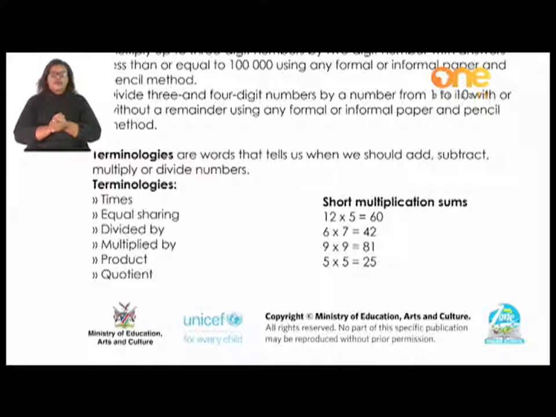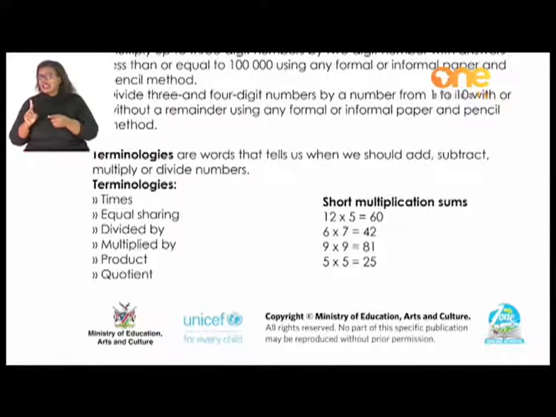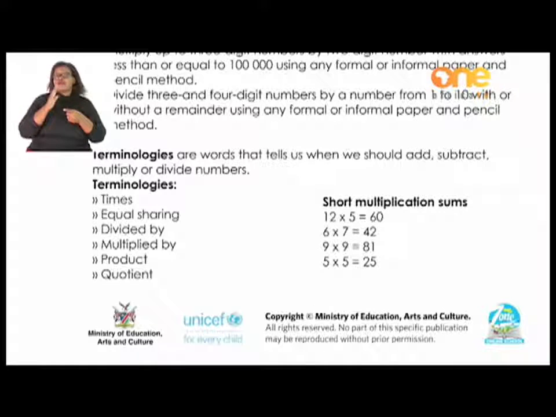Okay, we have some short multiplication sums here. For example, 12 times 5, what is our answer? 60. 6 times 7, what is the answer? 42. 9 times 9, what is our answer? 81. And 5 times 5 is equal to 25.